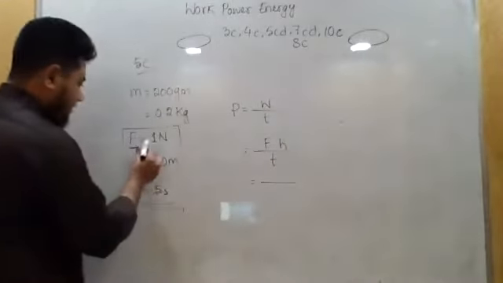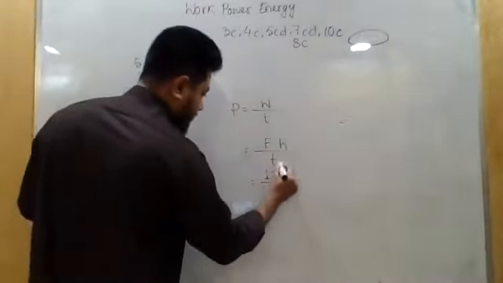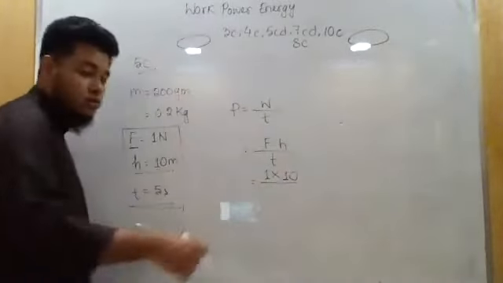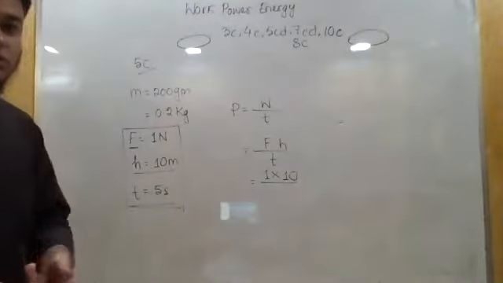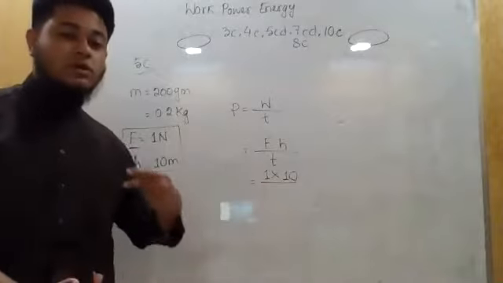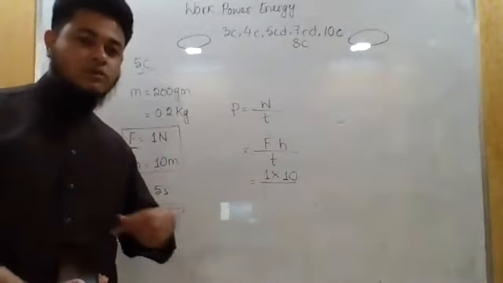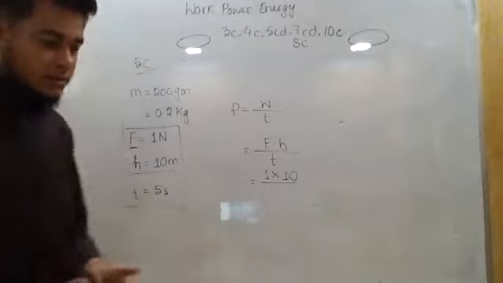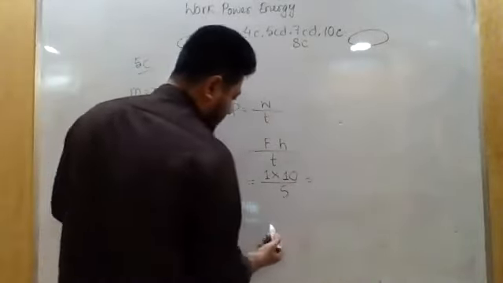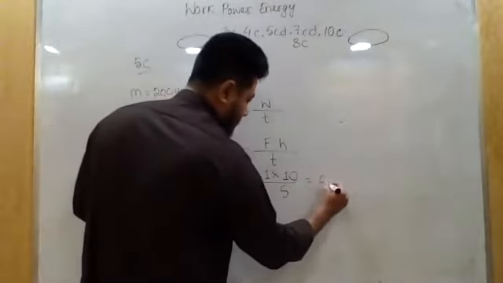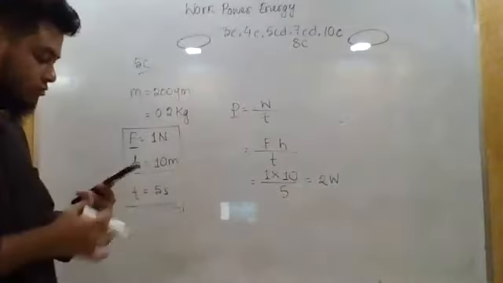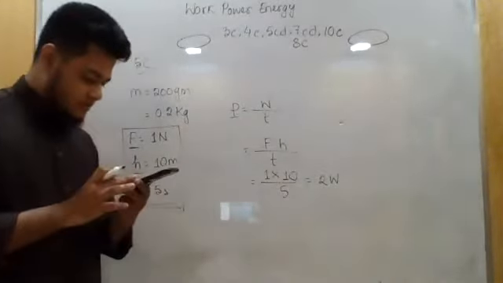So force applied is 1 Newton into the height is 10 meter. When force and displacement both are given, remember you do not need to take the help of potential energy anymore, because it is given what force you have applied, what is the displacement. So from there you can directly calculate the work done. Easier. Divided by time, which is 5 seconds. So here we can see that it will be 2 watt. The unit of power is watt, so it will be 2 watt. Is it clear?